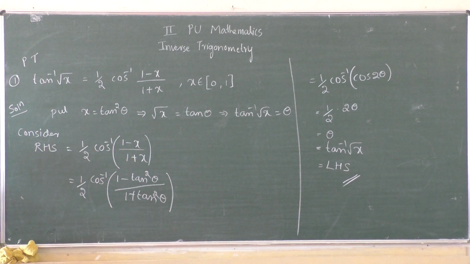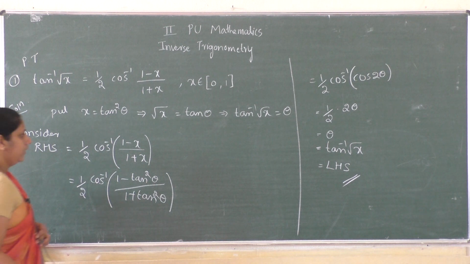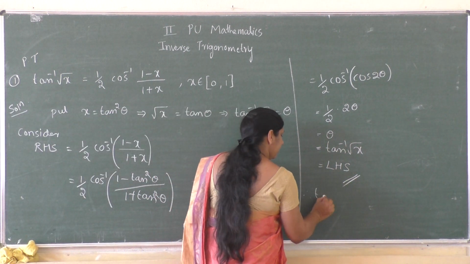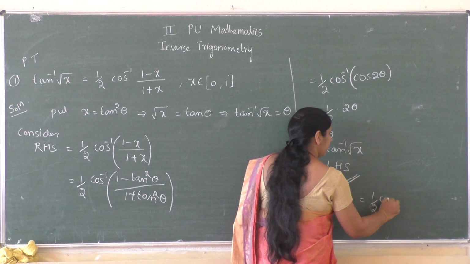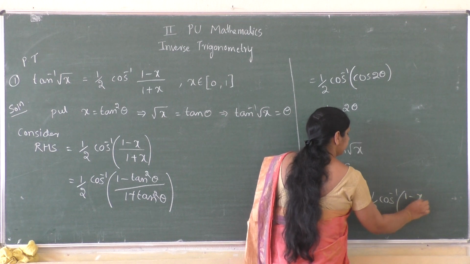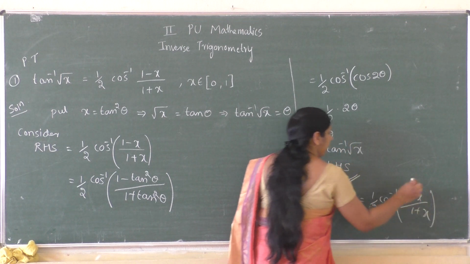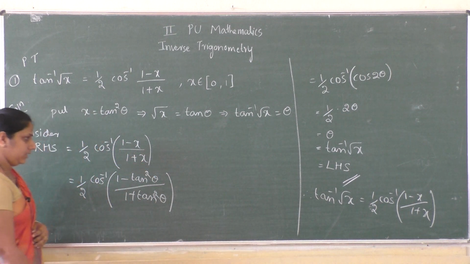Therefore the given statement is proved, that is tan inverse of root x equal to half into cos inverse (1 minus x) by (1 plus x). Here we have to take x equal to tan square theta. If x equal to tan square theta, then theta will be tan inverse of root x. Therefore we can write tan inverse root x equal to half into cos inverse (1 minus x) by (1 plus x).